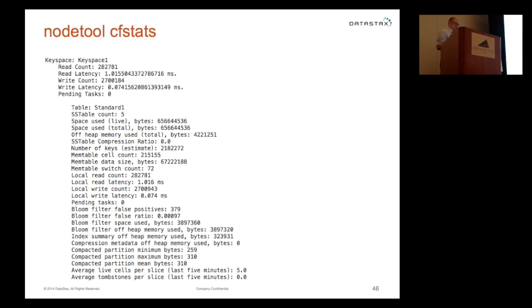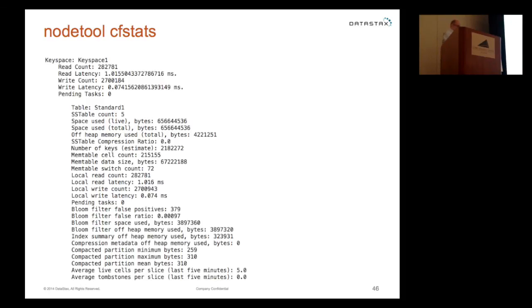Also, the space used at the bottom is the other side of the coin. The lower you set the false positive chance, the larger the bloom filter becomes in memory. So if your bloom filters are taking up a huge amount of space, then you may have to increase your false positive chance in order to make the bloom filters fit in memory. Bloom filters are used on a per row basis, so they grow linearly with the number of rows that you have on a node.